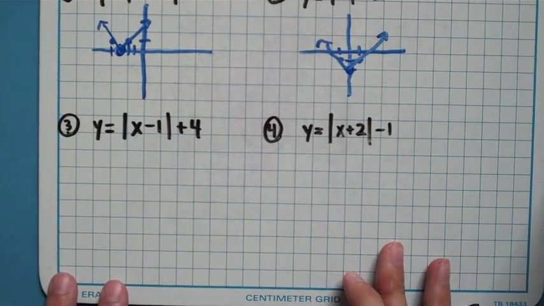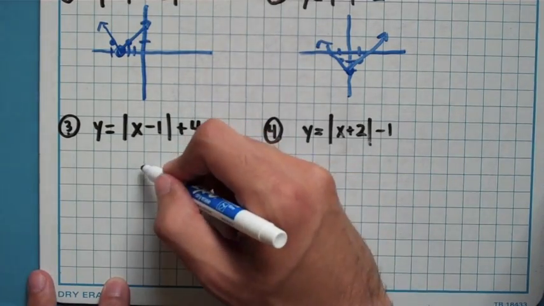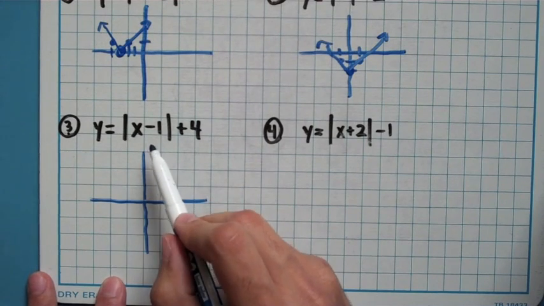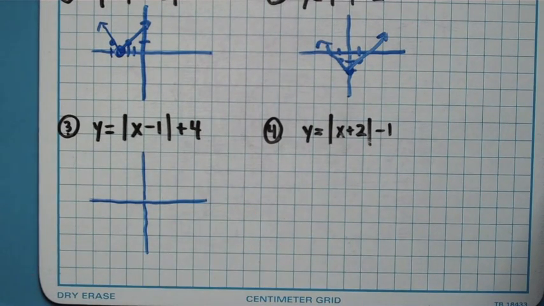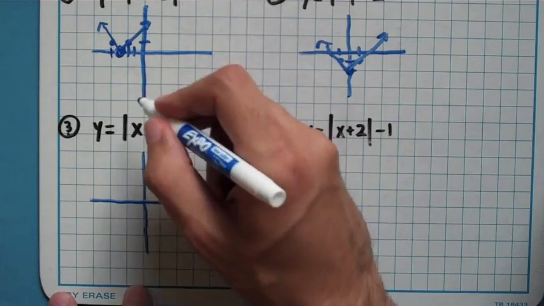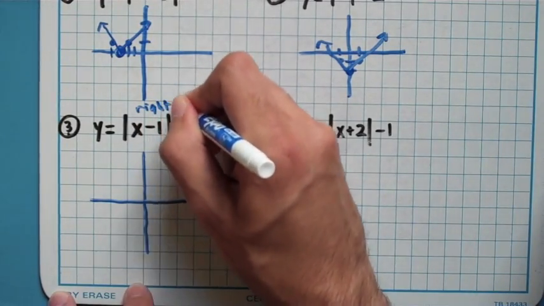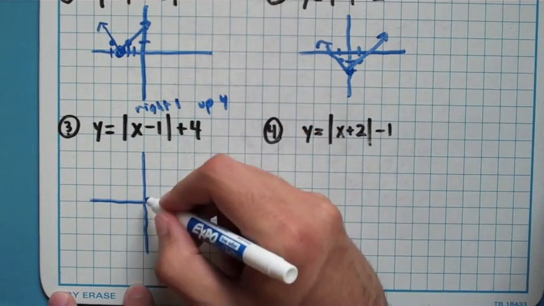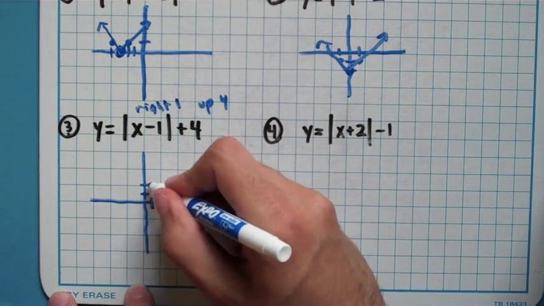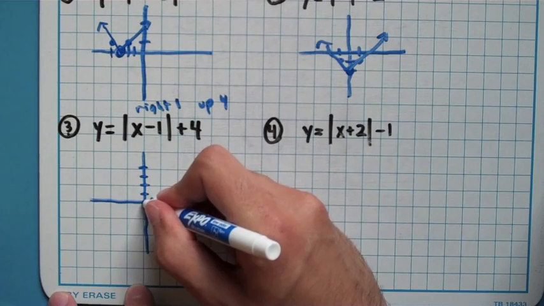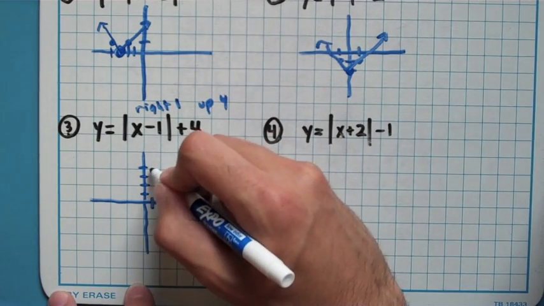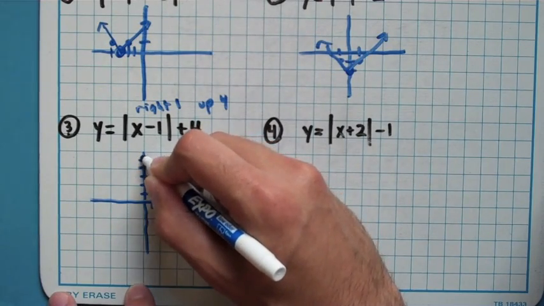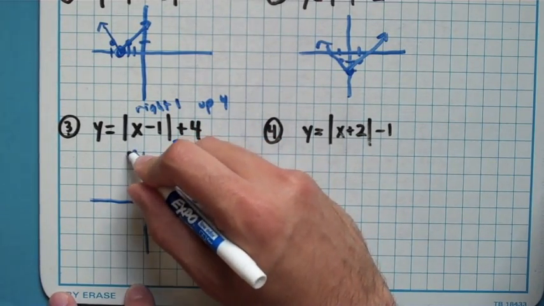2 more examples here. On this one, there's 2 things going on. The minus 1 on the inside, look back at your notes if you need to get the rules down, moves you right 1. So our graph is going to go right 1, and plus 4 on the outside moves us up 4. So I'm going to go right 1, up 4. That's where my vertex goes. It was here, right 1, up 4. It lands right there, and I just do my up 1 over 1 trick, and I have my new graph.